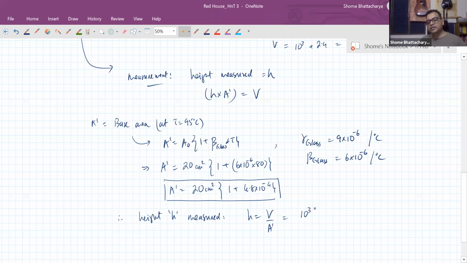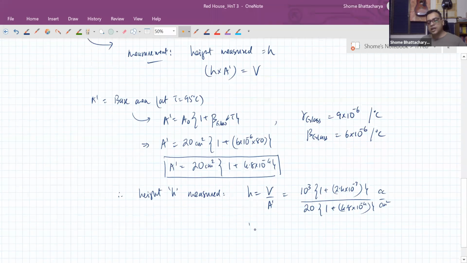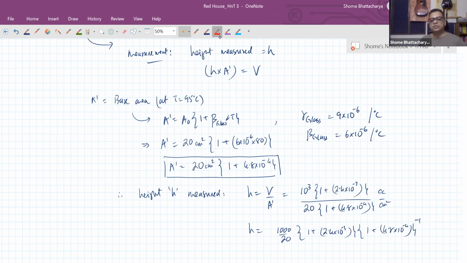So the true volume was 10 raised to the power 3 into 1 plus 2.4 into 10 raised to the power minus 3, upon the base area, which is 20 into 1 plus 4.8 into 10 raised to the power minus 4. So this is in cc, divided by centimeter square. So this height is in centimeters. So this height will become 1000 by 20 into 1 plus 2.4 into 10 raised to the power minus 3 into, now you can bring this to the numerator, 1 plus 4.8 into 10 raised to the power minus 4 to the power minus 1. Now this is where you use binomial approximation.